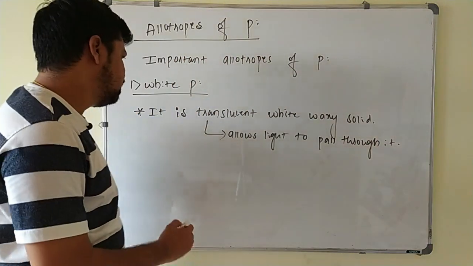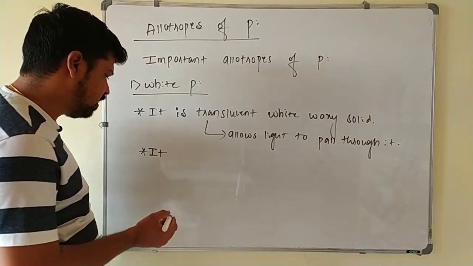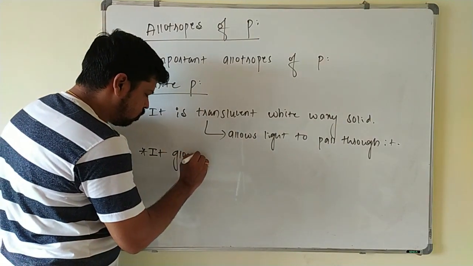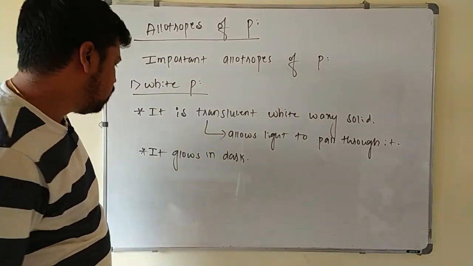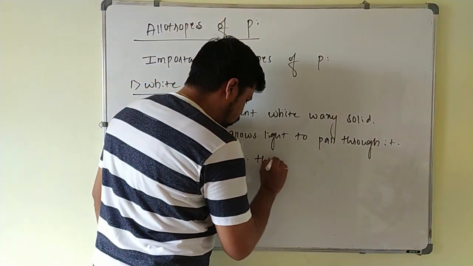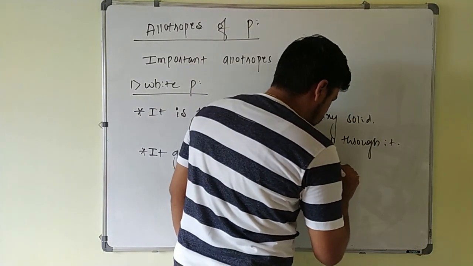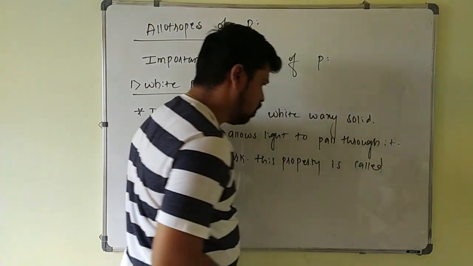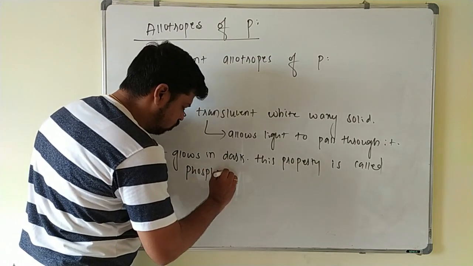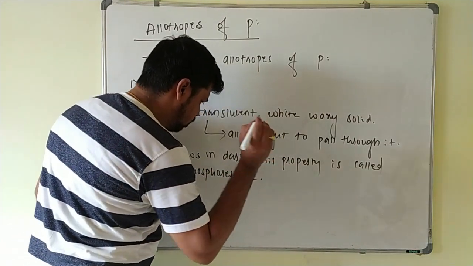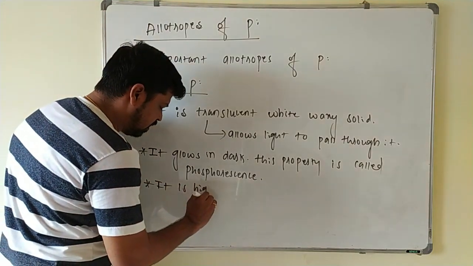The second point about this one is it glows in dark. This is a special property of phosphorus. It glows in dark. This property is called phosphorescence. The next point is it is highly poisonous.